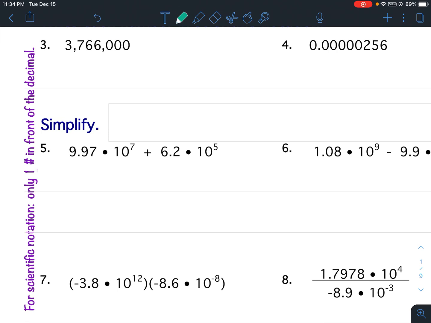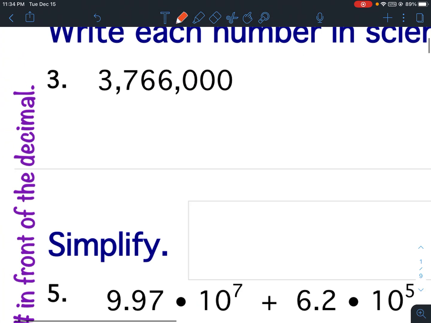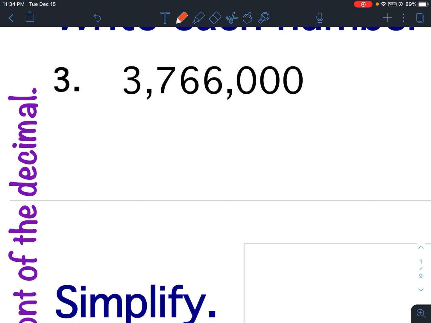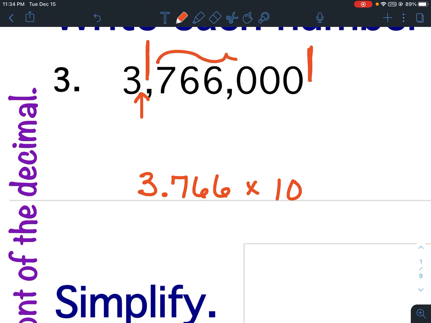Okay. So for number 3, my first non-zero number is this 3 out front, so the decimal will go after that 3. I'm going to have 3.766. I write from my first non-zero number to the last non-zero number. And then times 10. Well, to know what my exponent should be, I go from where the decimal was, and the decimal was here. So from where the decimal was to where you're placing it. How many numbers are in between here? There are 6 numbers. So my exponent will be a 6, because it had to move 6 times.